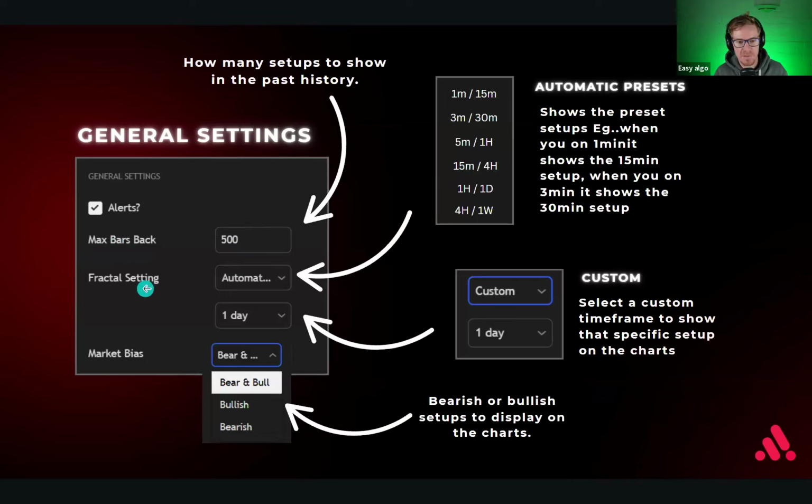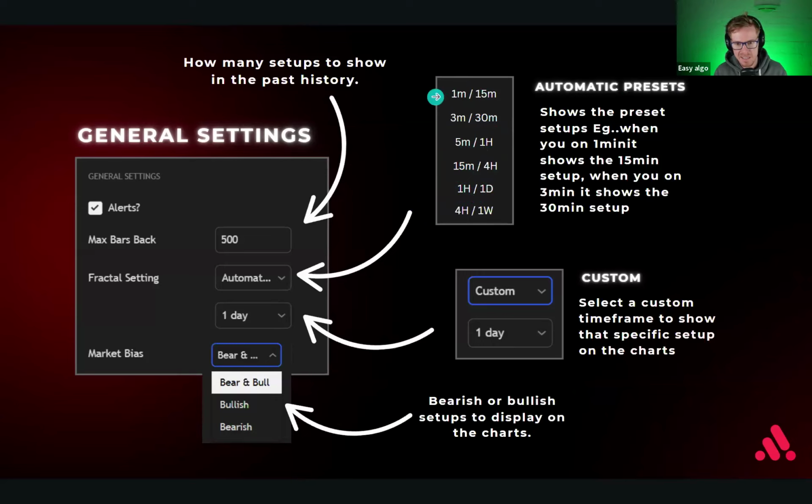Then if we come down to the fractal settings, we've got the automated setting. If we've got it set to automatic, it's basically going to work on these automatic presets over here. So if you're on the 1 minute chart, it's going to show you the higher time frame 15-minute candle. If you're on the 3-minute chart, it's going to show you the 30-minute higher time frame candle. If you're on the 5 minute, it's going to show the 1 hour higher time frame candle. If you're on the 15-minute, it's going to operate off the 4-hour higher time frame candle. If you're on the hourly, it's going to operate off the daily. And if you're on the 4-hour, it's going to operate off the weekly.